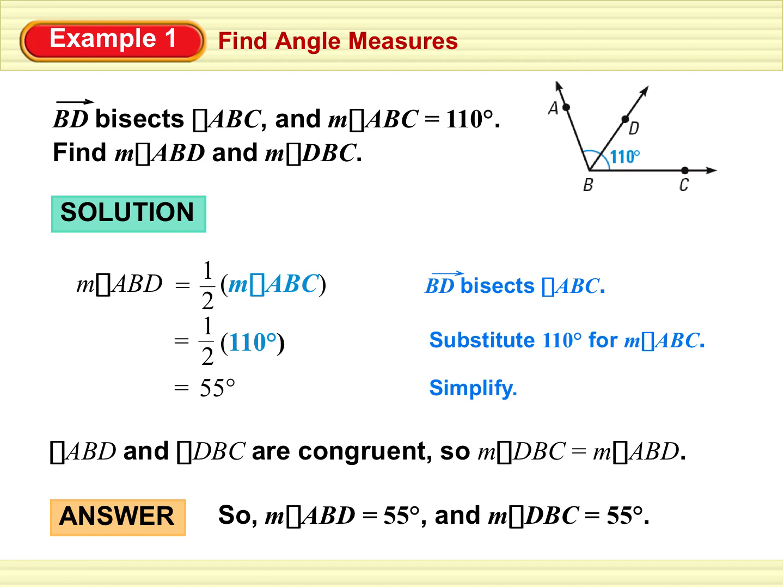So yesterday we worked on bisecting segments where the segments were split in half. Now we're working on bisecting angles where the angle is split in half. Okay? So same concept, now we're just working with angles.